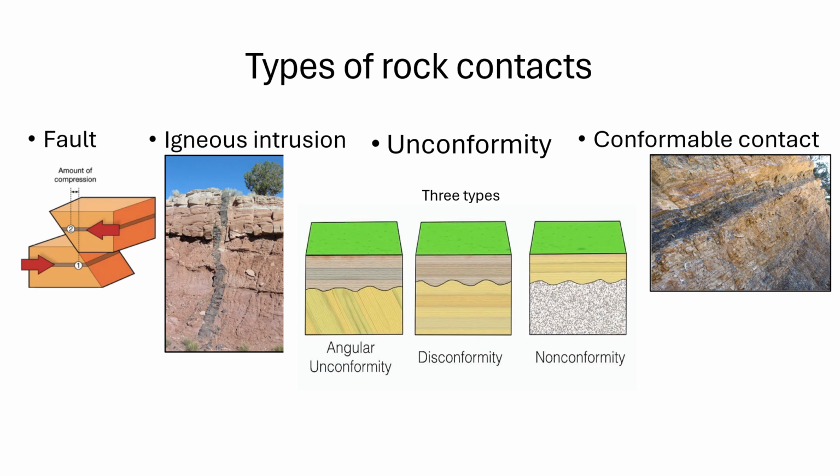A disconformity is the most difficult to identify. Geologists typically only can identify disconformities when they find that the layers below have fossils from a much earlier time period than the fossils in the layers above them. Disconformities happen between two sedimentary layers, but there's a very long time gap between them.